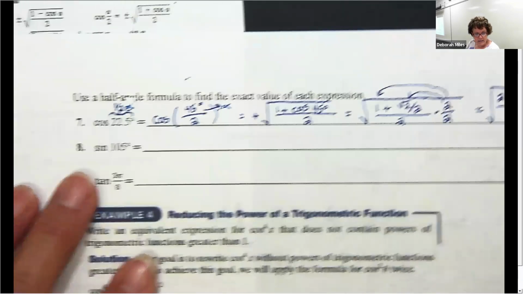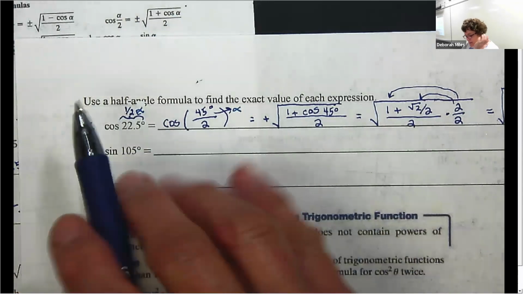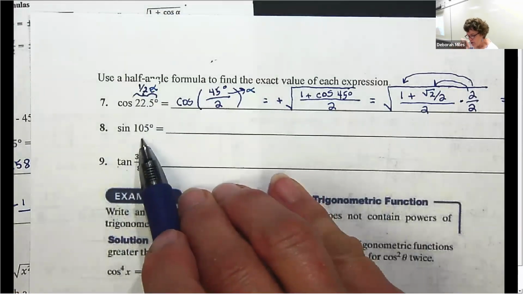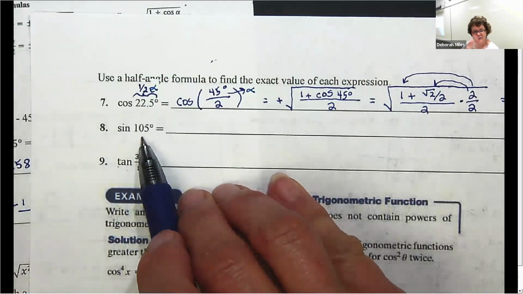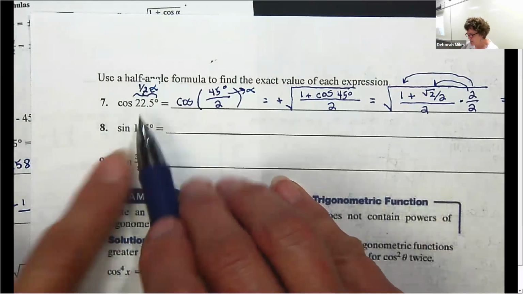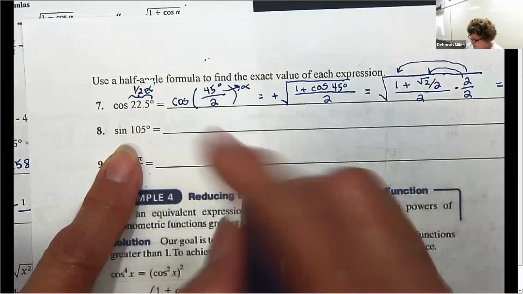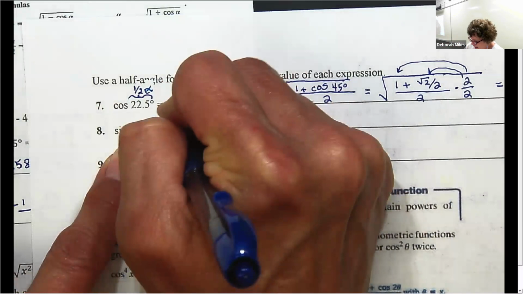All right, number 8. Again, I may be able to think of 2 angles that I have memorized that either add or subtract to give me 105 degrees. If that's the case, I could use an addition or subtraction formula. But on the test, I'm not going to tell you which group of formulas to use. This says use half angle formula. So I need to think, 105 degrees is half of what?